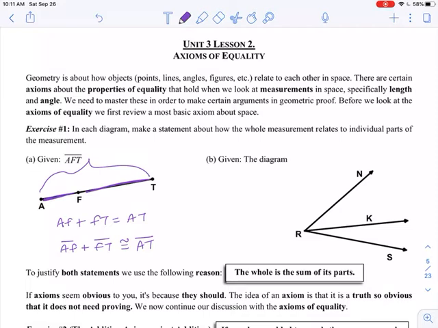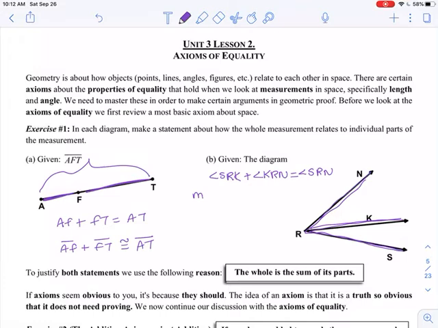Now the same thing is going on for this angle over here. So if I want to say angle SRK, which is the angle on the bottom here, plus angle KRN, which is the one right on top of it, well, together, if you add them, they would equal angle SRN, the whole thing.